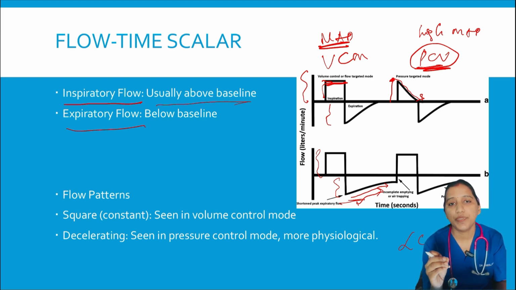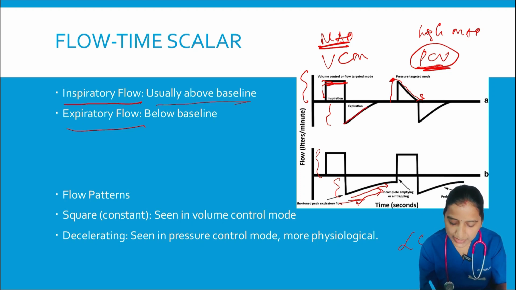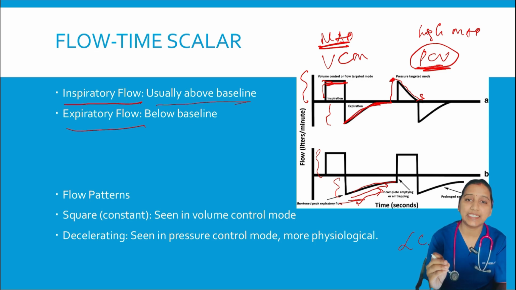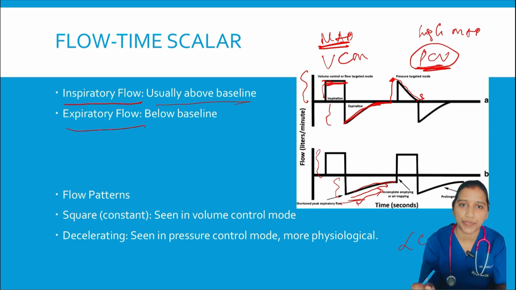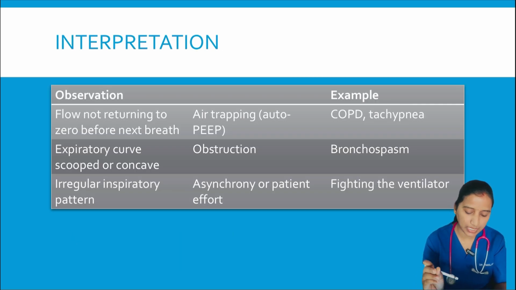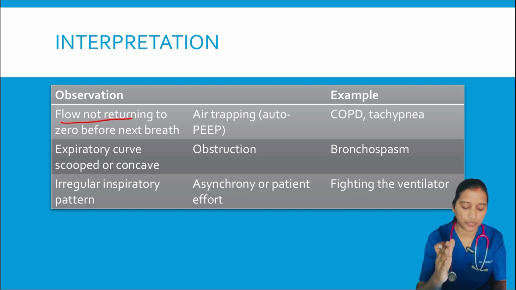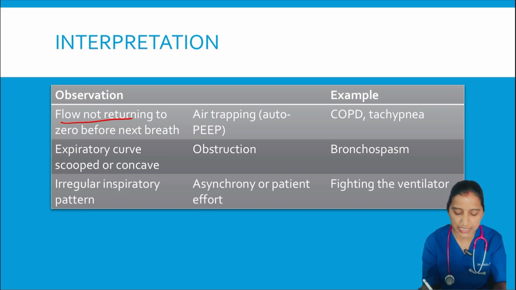Next, auto-PEEP can be identified on a flow scalar. Under normal conditions, the expiratory limb touches the baseline as seen here. However, in conditions where the patient is generating auto-PEEP, the expiratory limb doesn't touch the baseline before inspiration has already started. So in that condition, we can think that the patient is generating auto-PEEP. Coming to the interpretations, what are the observations and what must we think in this condition? If flow is not returning to zero before the next breath starts, we have to think of auto-PEEP, like I already told, which will be seen in conditions like COPD or if the patient is severely tachypneic.